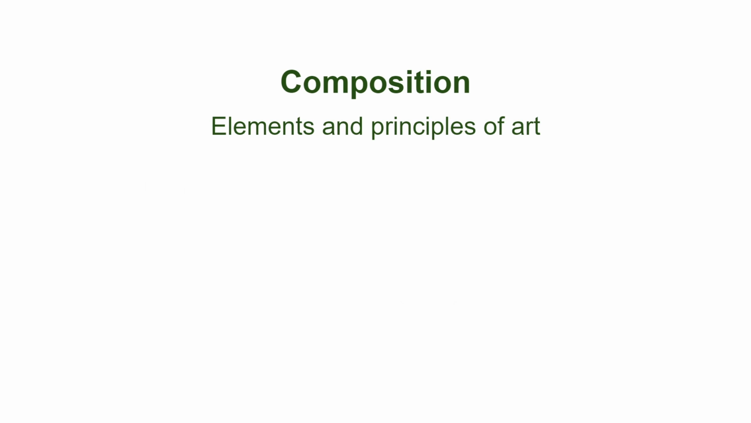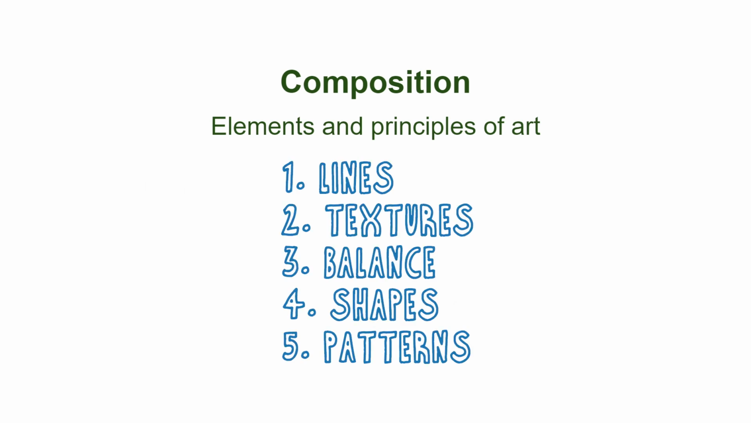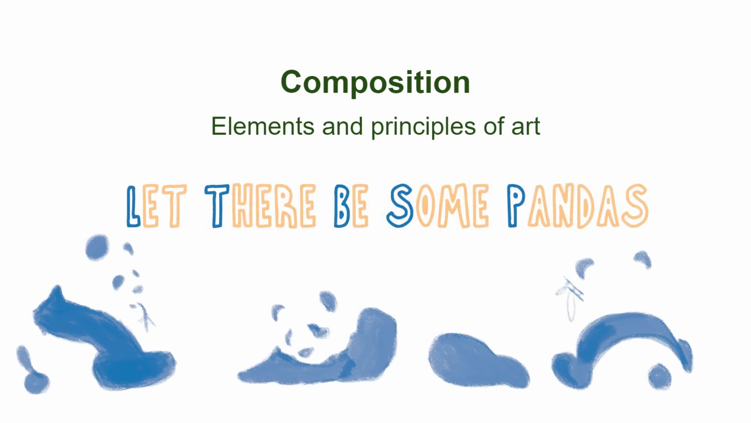There are many things to make your composition look interesting, but today we will be focusing on just 5 elements and principles of art. They are line, texture, balance, shapes, and patterns. Or you can remember this as let there be some pandas.